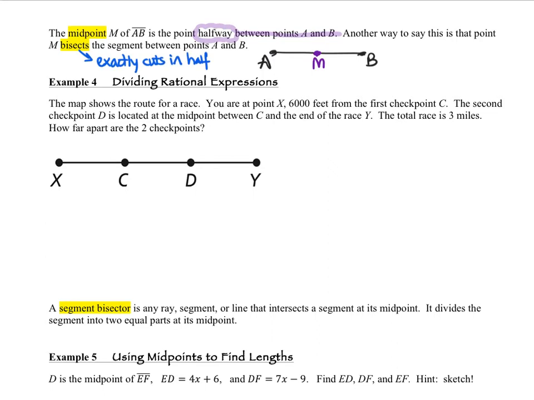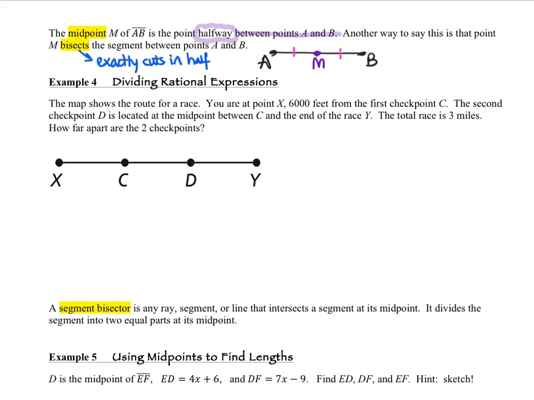So with our segment AB and midpoint M, we could say that the segment from A to M is congruent to the segment from M to B. They're the same size because point M bisected segment AB. All right, let's take a look at example 4 now.